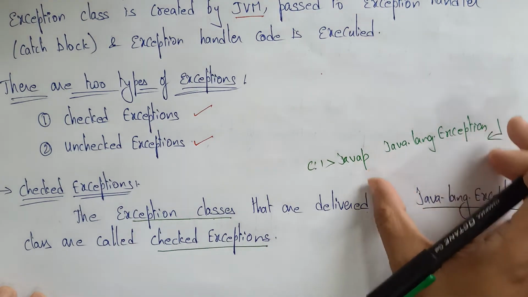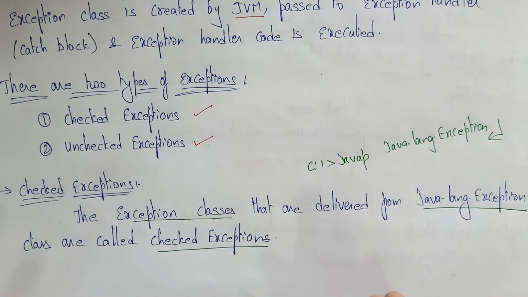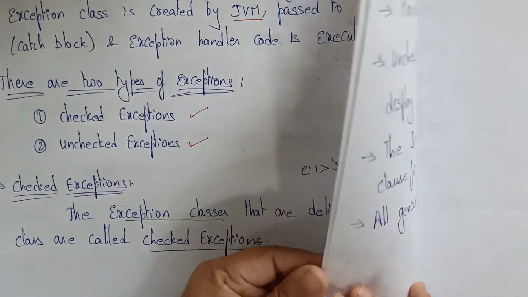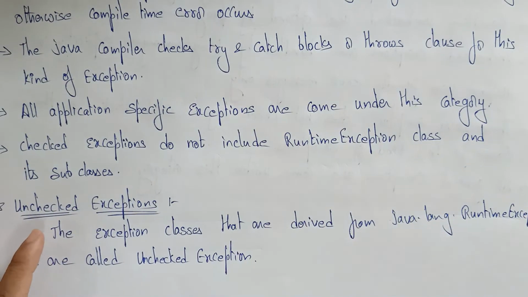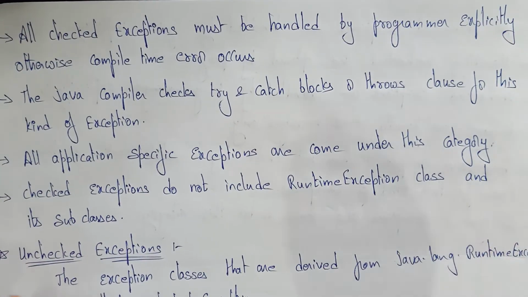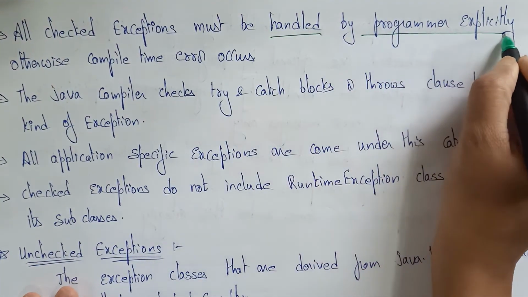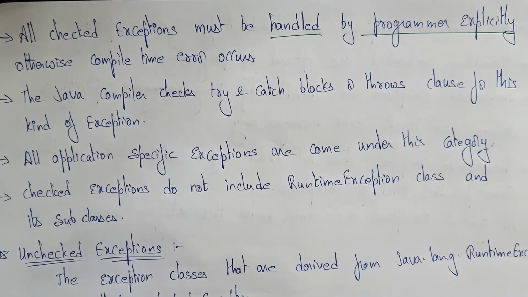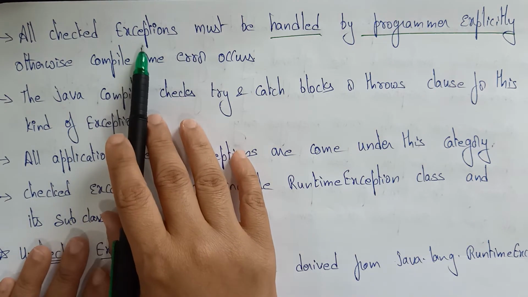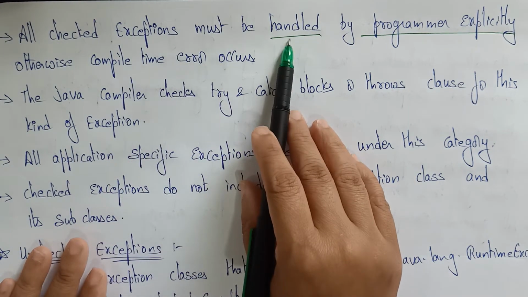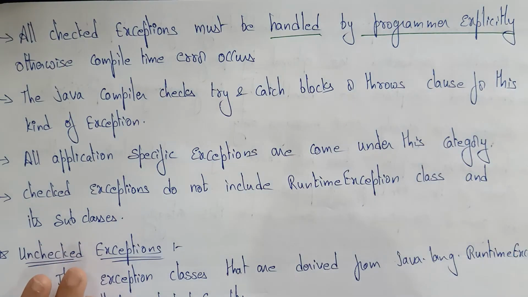Whenever you press enter, you will see so many methods, class names and constructors. Those are all called checked exceptions. All checked exceptions must be handled by the programmer explicitly. If you go to the command prompt and type javap space java.lang.Exception, you will get all the checked exceptions. Those exceptions have to be handled by the programmer explicitly.